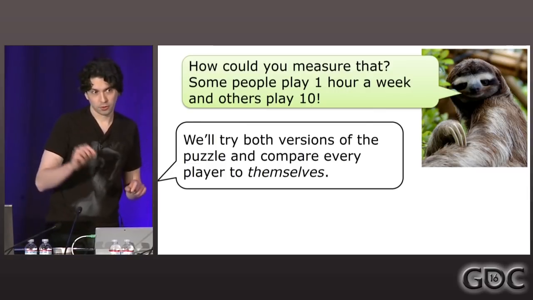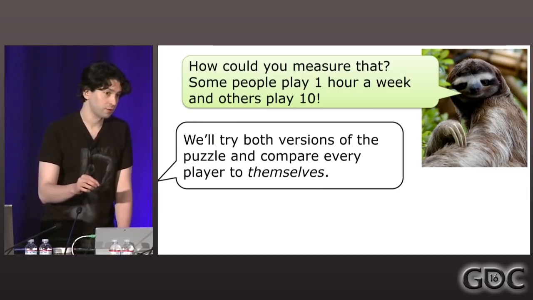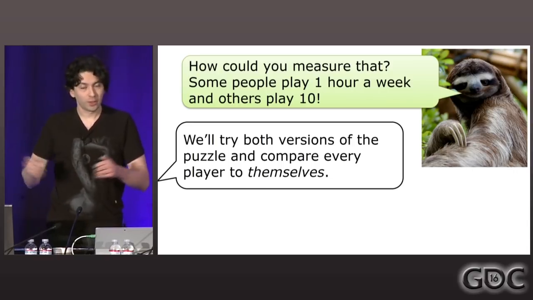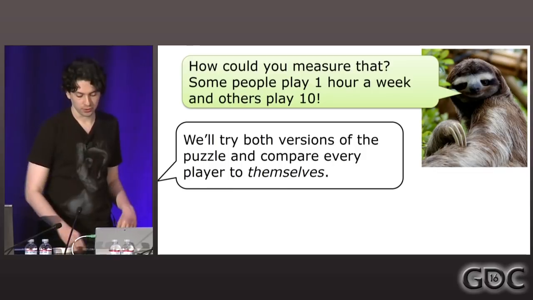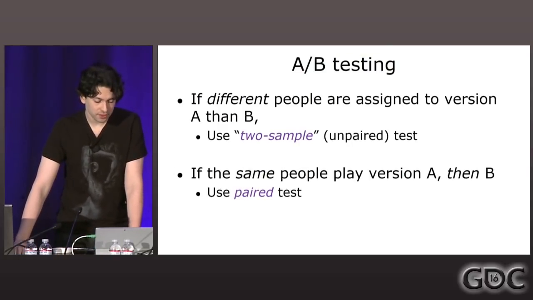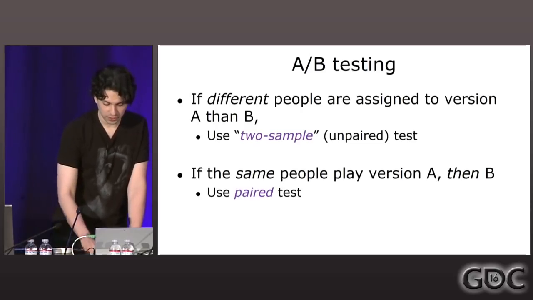And then we'll compare every person's playtime during the week where they saw the hard version to that same person's playtime when they played the easy version. We can filter out individual differences between people in this way. When we do this, it's still a t-test. It's just called a paired t-test as opposed to a two-sample, also built into Excel.